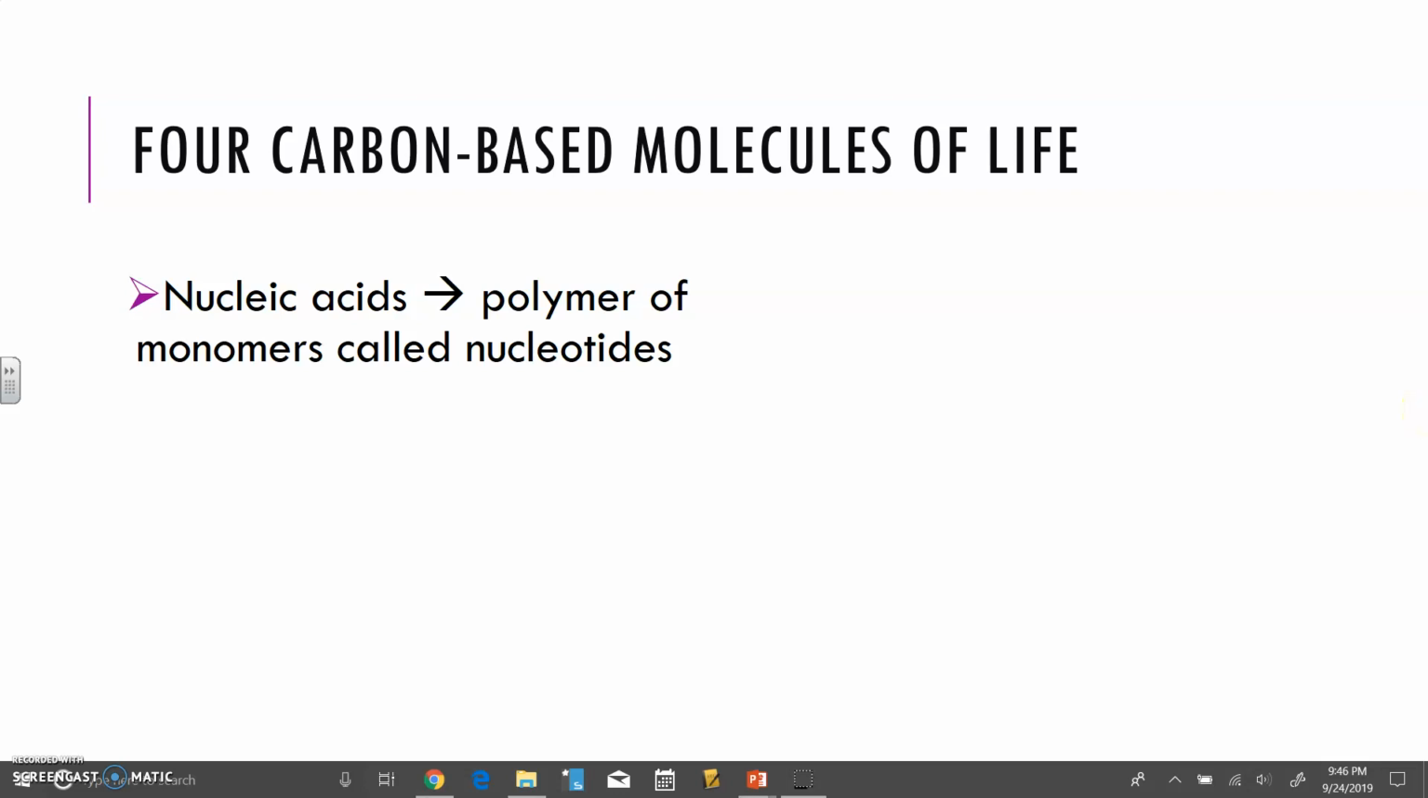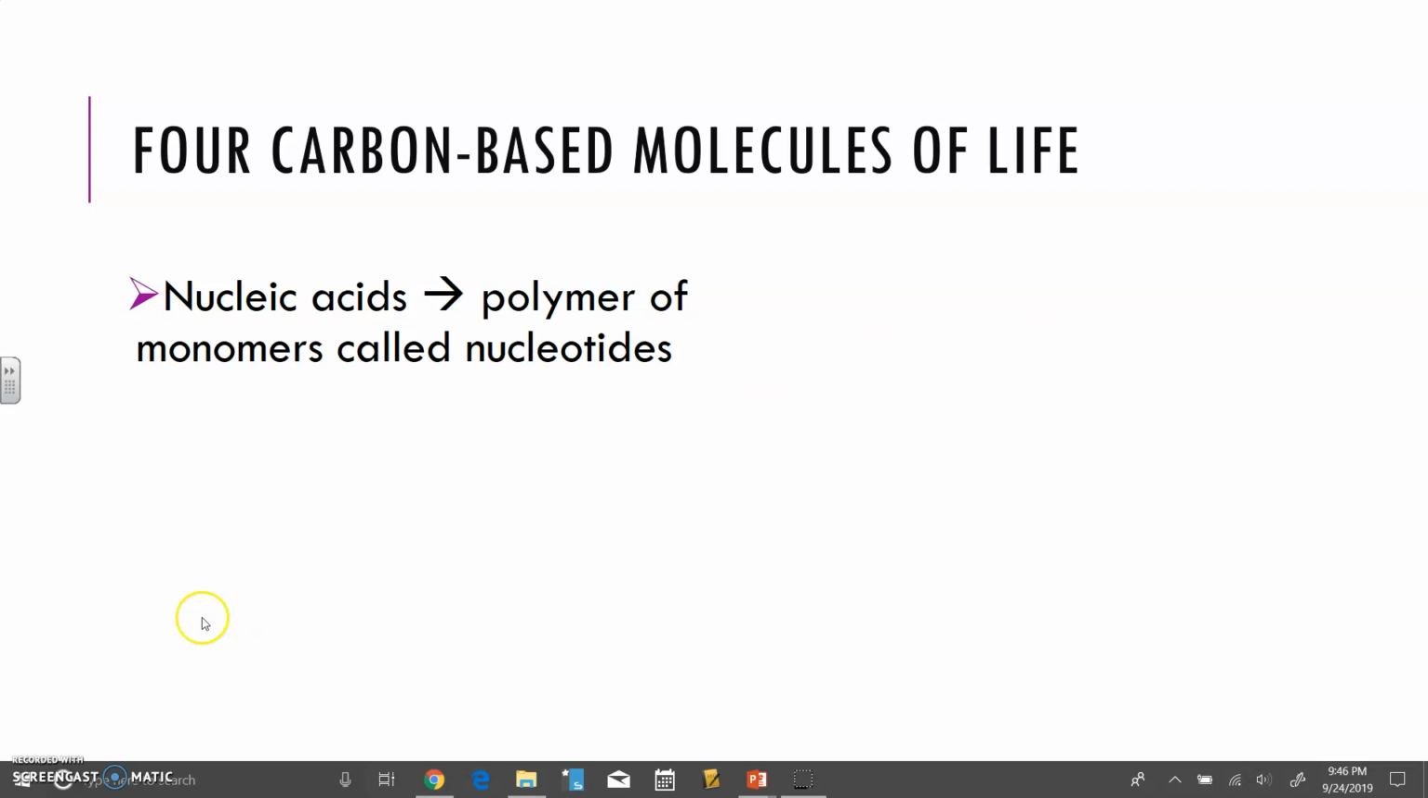The last of the four carbon-based molecules of life is known as a nucleic acid. As I'm sure you're aware by this point, all of these carbon-based molecules of life are polymers of some type of monomer. The monomer for a nucleic acid is known as a nucleotide. Okay, so nucleic acid, nucleotide.